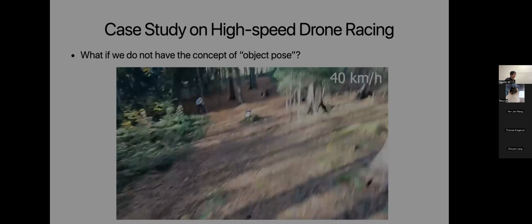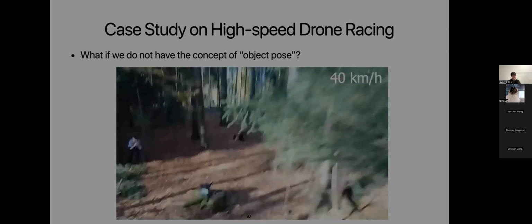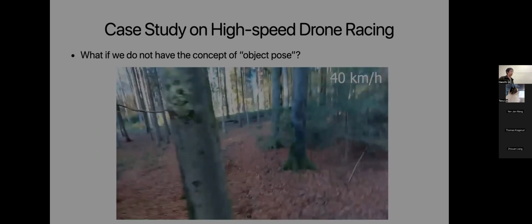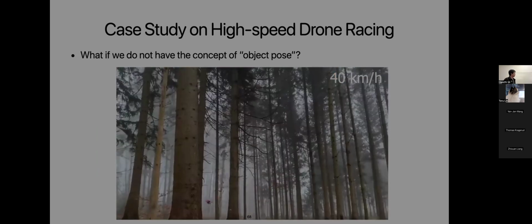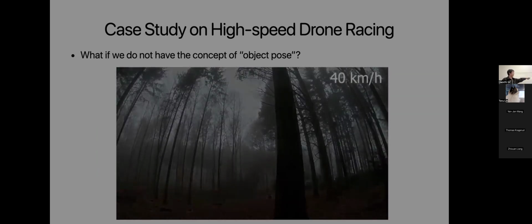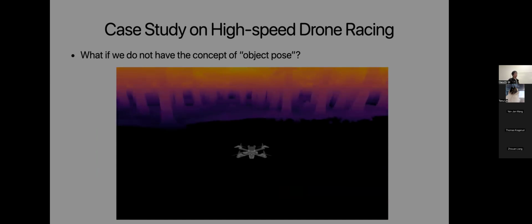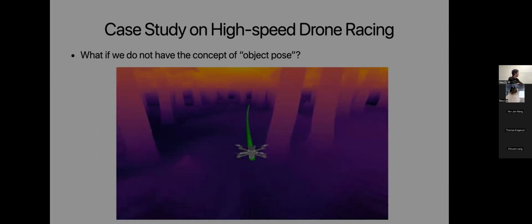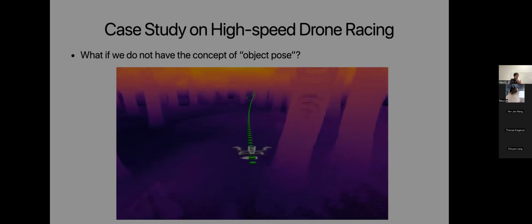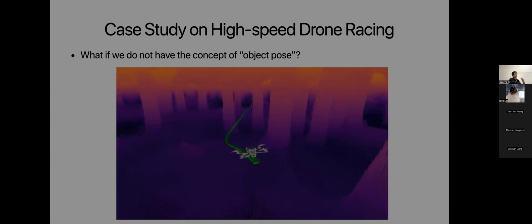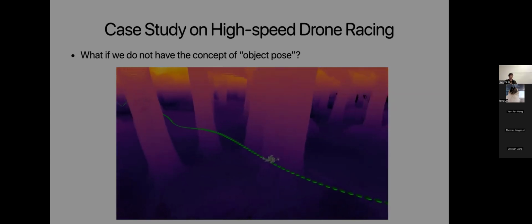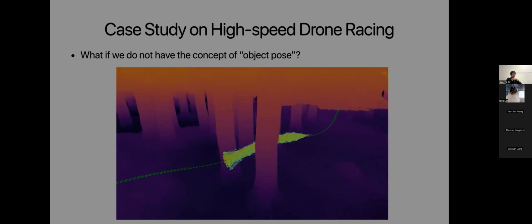There is also a question of what if we don't have the concept of object pose? For example, on another task, drone racing, you can see the drone flying in the wild with no concept of objects. You cannot represent leaves and trees as objects. But they can still do that by using sim-to-real and finding the correct abstractions between simulators and the real world. In this case, their abstraction is the depth images.